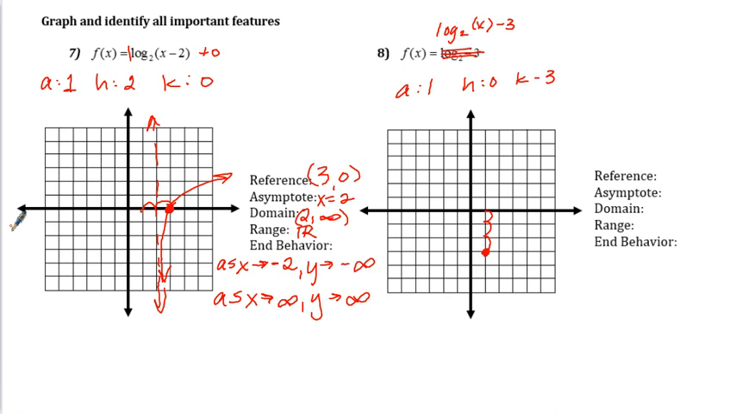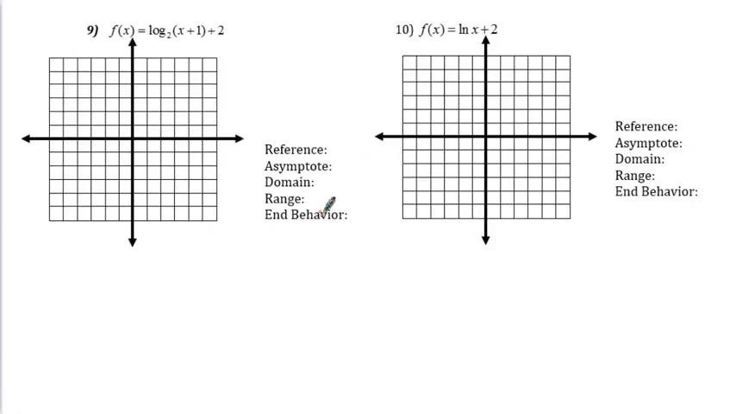In the interest of time, let me go to a more complicated one with a lot of things going on. Let's take a look at 9. So let's identify a, h, and k. There's nothing out front, so let's assume that a is 1. h is negative 1 from here, and k is 2. So again, our reference point started at 1, 0. Let's go left 1, up 2. That's our new starting point: 0, 2.